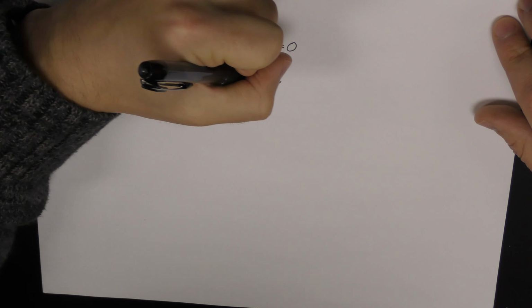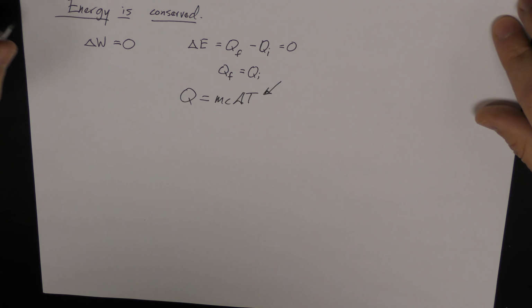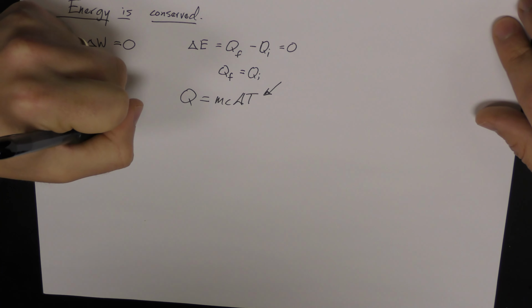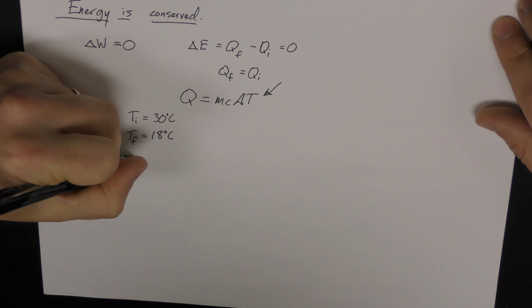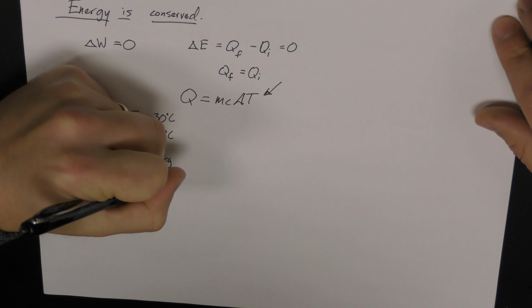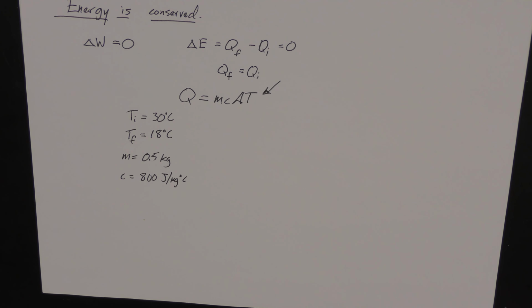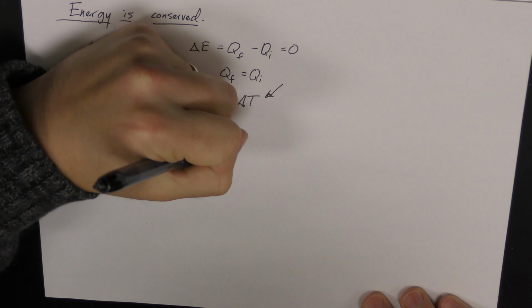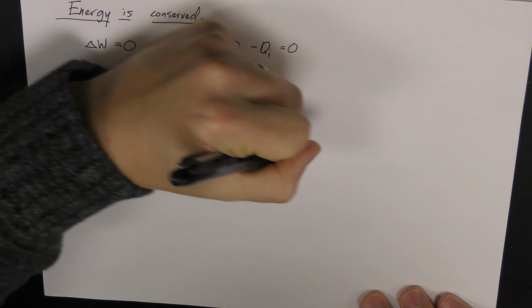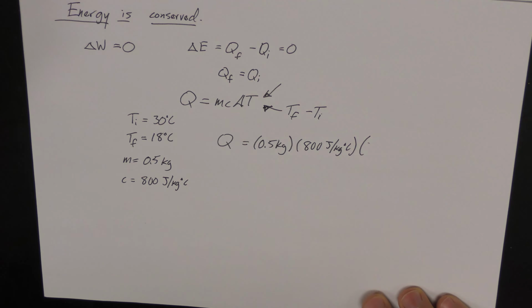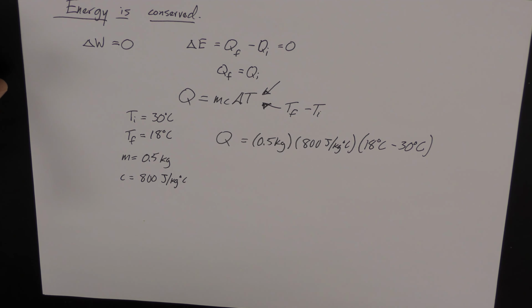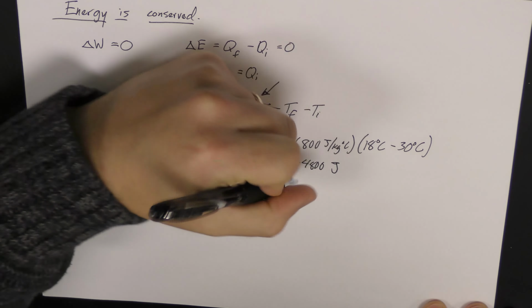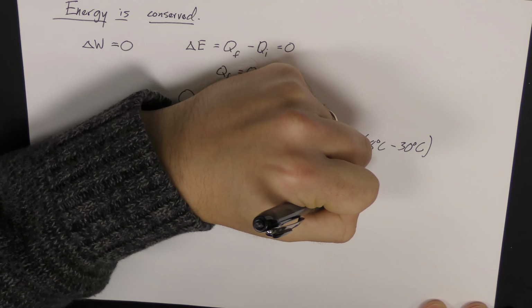So let's say that we are using Q equals mc delta T, and we have a situation where something is losing temperature. Its temperature drops. So let's say that it has initial temperature of 30 degrees and a final temperature of 18 degrees. Let's say it has a mass of a half kilogram and a specific heat of 800 joules per kilogram degree Celsius. If we plug in to find Q here, once we plug all of our information in, final minus initial will give us a negative value for our heat. We get negative 4,800 joules.